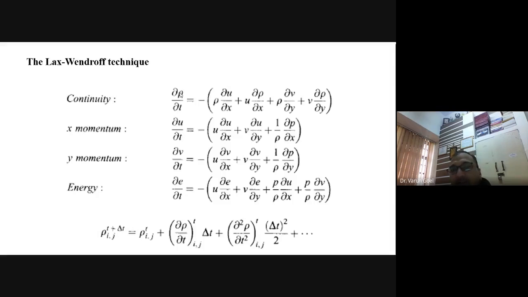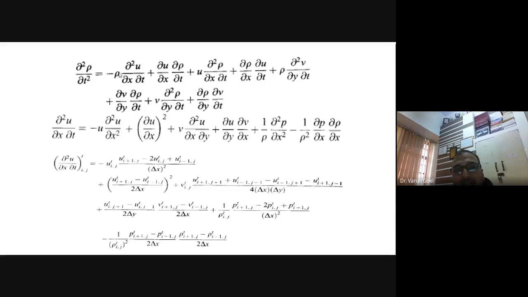And for this, your equation will change now. Your equation is now minus rho del square u by del x del t. The minus is outside for every equation, so don't confuse, that is only a negative term. It's for all. So minus rho del square u by del x del t plus del u by del x del rho by del t. So now the 4 terms will become 8 terms.